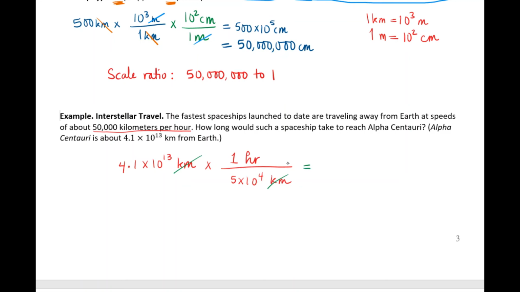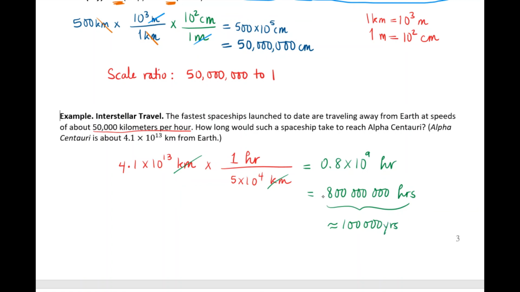So in that case, you will get 10 to the 13 over 10 to the 4, which is 10 to the 9, and from here you get almost 0.8. So it's 0.8 times 10 to the 9 hours. And this is 80 million hours. And you can do a simple calculation. This is approximately 100,000 years.